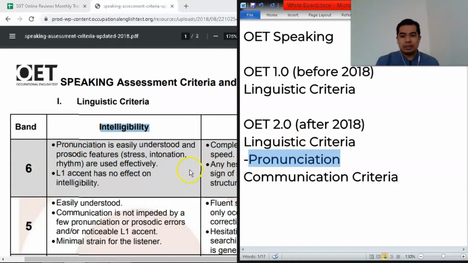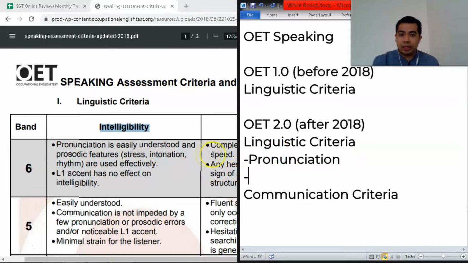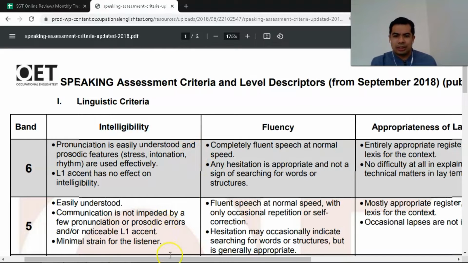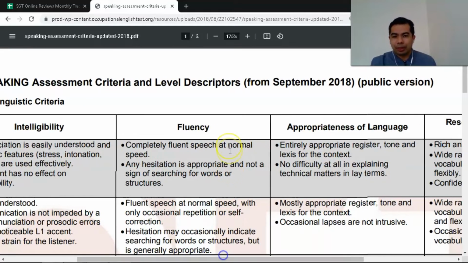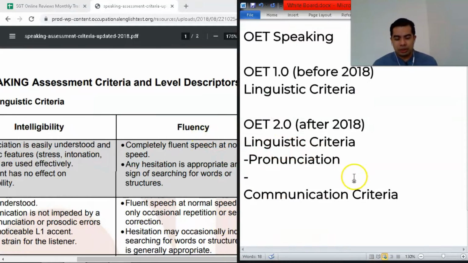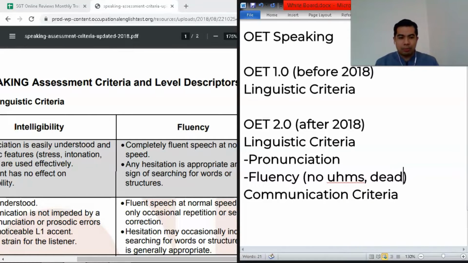So that's how they assess it, and that's how you can tell that they're really trying to be as fair and objective as possible, even though speaking tests in general really rely on the examiner's opinion. The next one is fluency. I think that's pretty much easy enough to understand. It just means no ums, no dead air, no awkward pauses, and just make sure that you're speaking continuously.